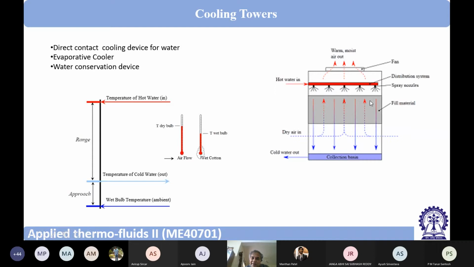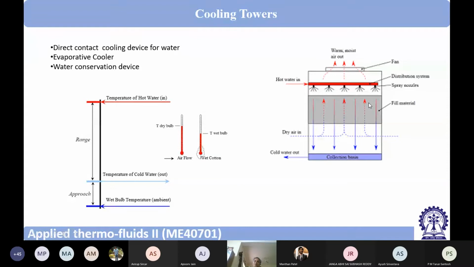So air will try to absorb a certain amount of water in the form of water vapor. Okay. That means evaporation of hot water will take place. And when evaporation of hot water takes place, evaporation will need a certain amount of thermal energy. So that thermal energy will come from the body of the hot water itself.